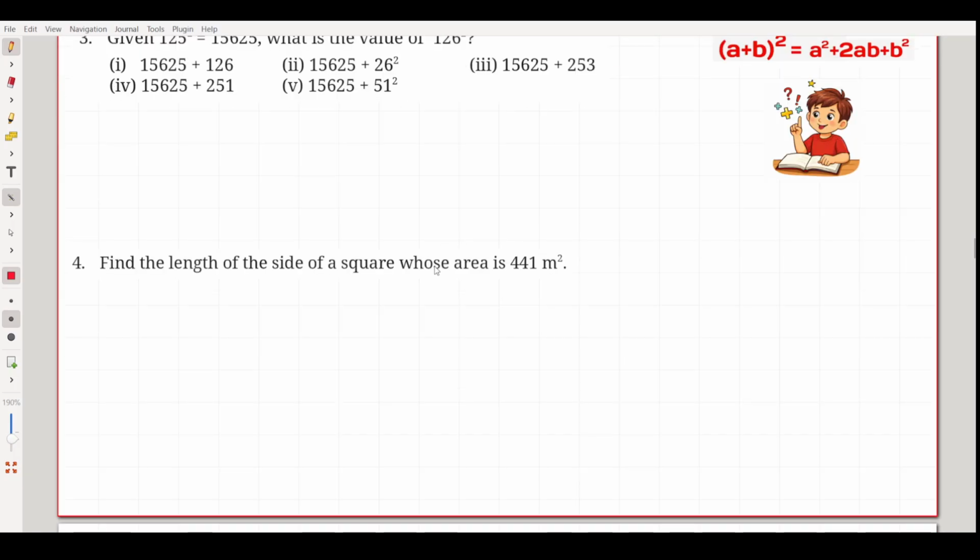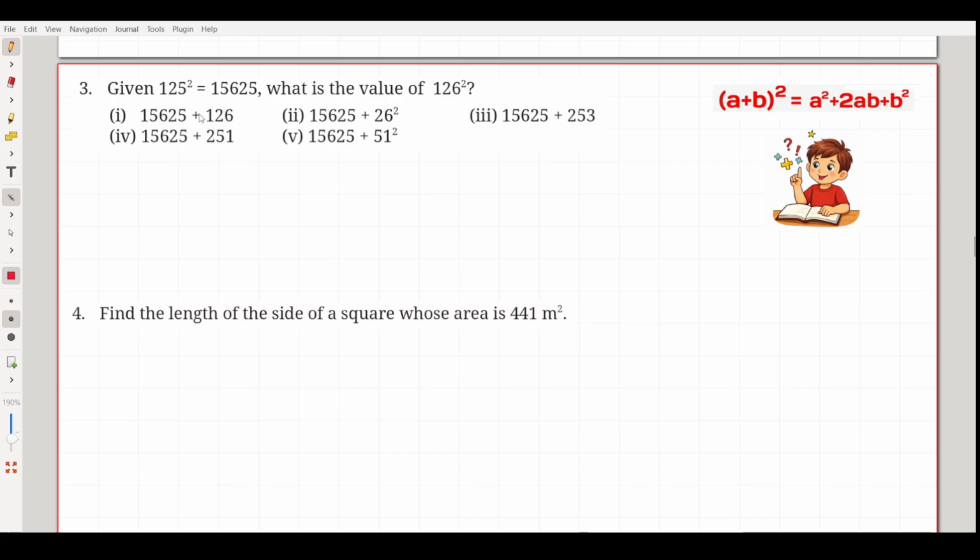Question number 3. Given 125 square is equal to 15,625, given in the question. So what is the value of 126 square? We have to find 126 square. For this we no need to multiply 126 into 126. Already 125 square is given.